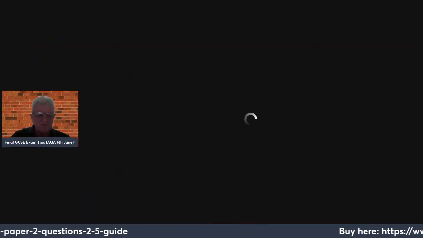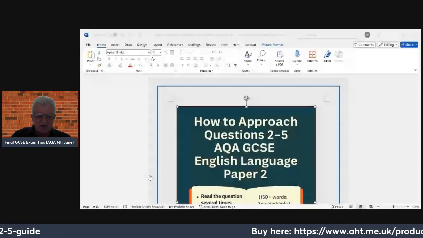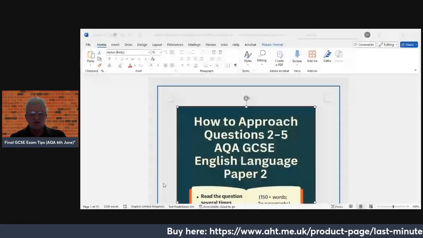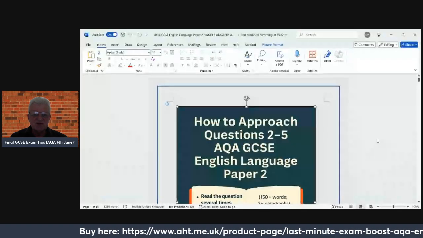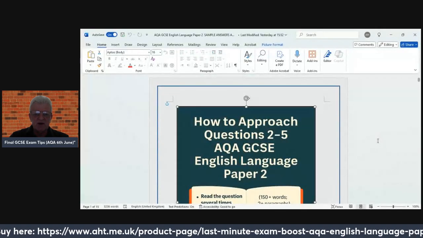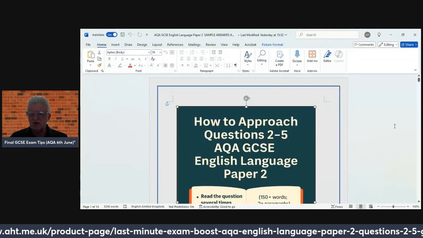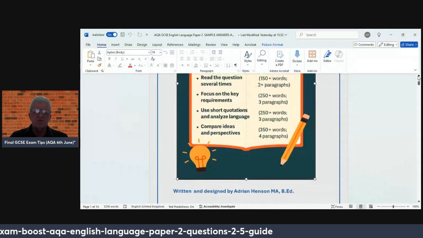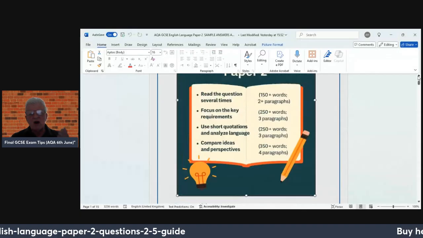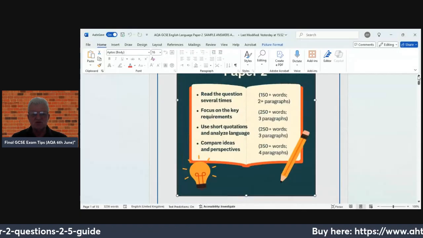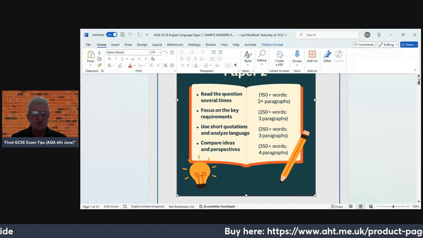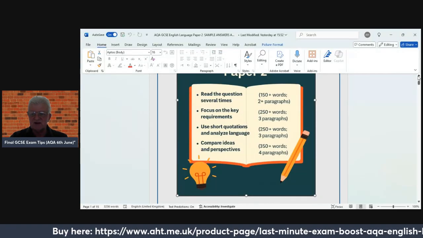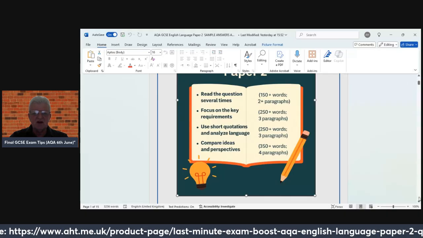So let's just get the source up. This is the source. It's how to approach questions 2 to 5 on AQA GCSE English Language Paper 2. Now, when you look at the picture on the cover page, it gives you some indication of what this is about. It's the way you should read the question several times. You should focus on the key requirements, use short quotations, and analyze language, compare ideas and perspectives. So it's got it in a nutshell there.